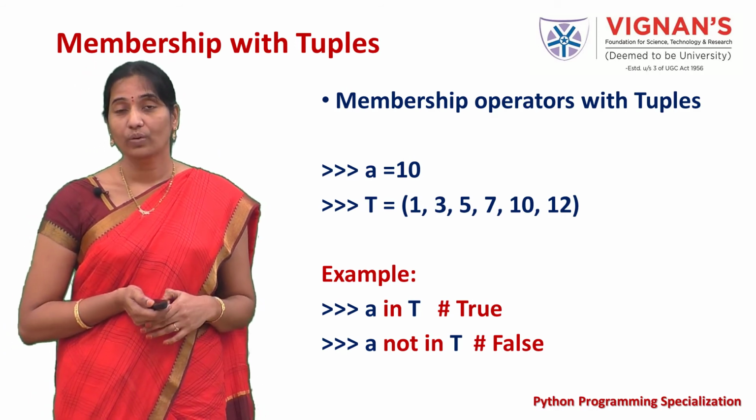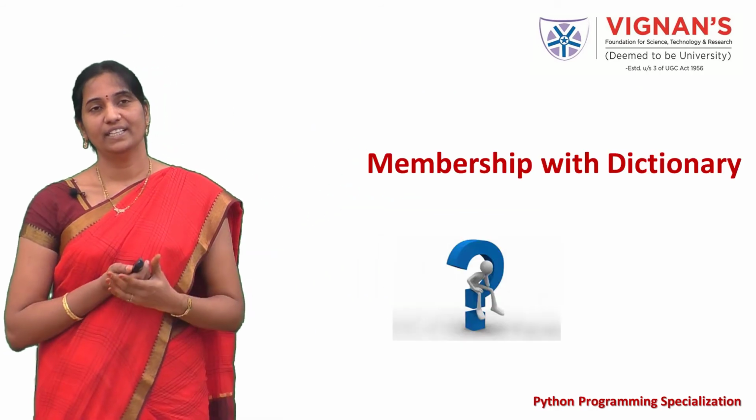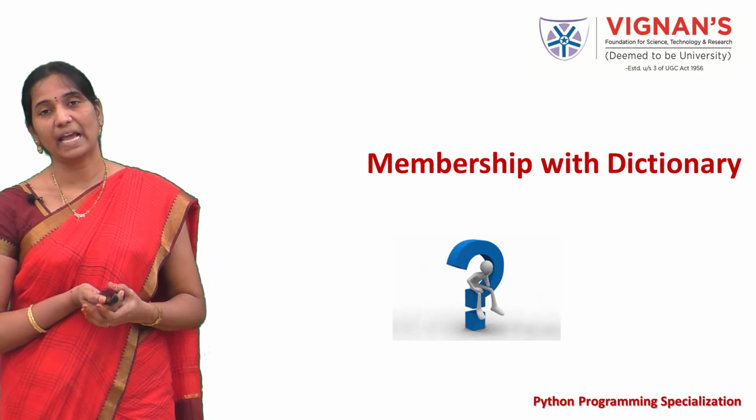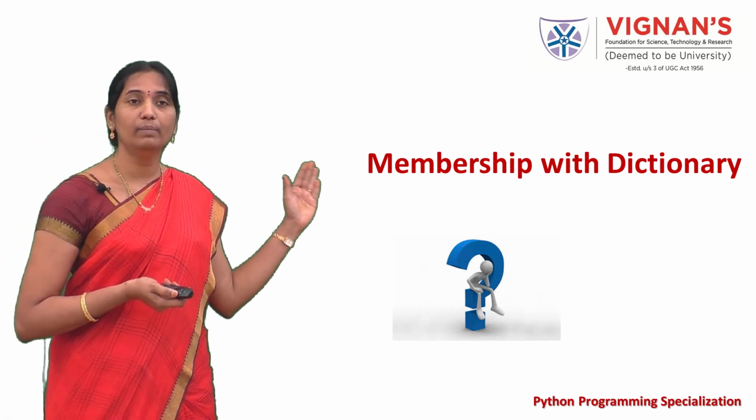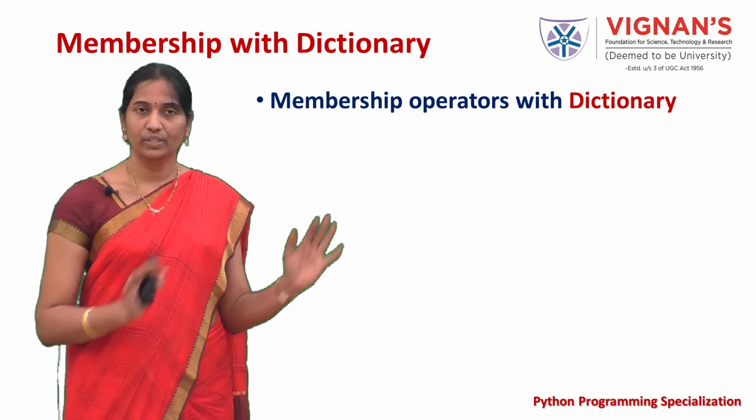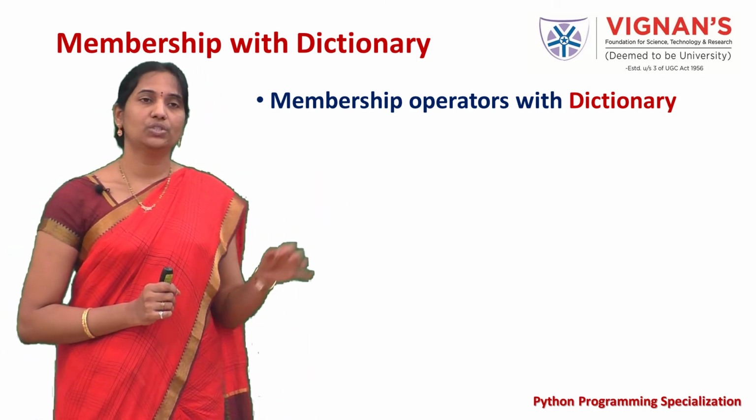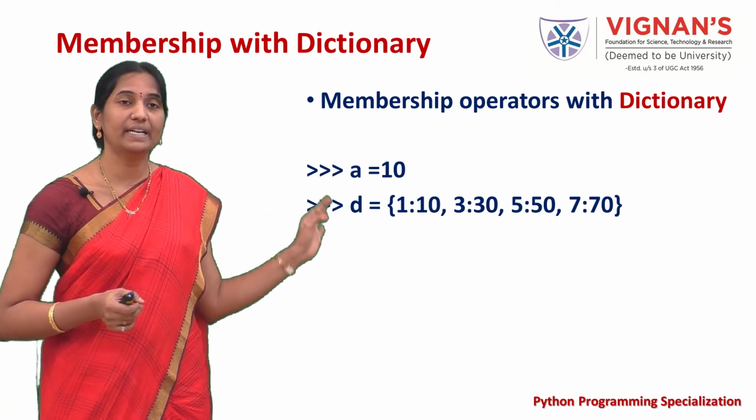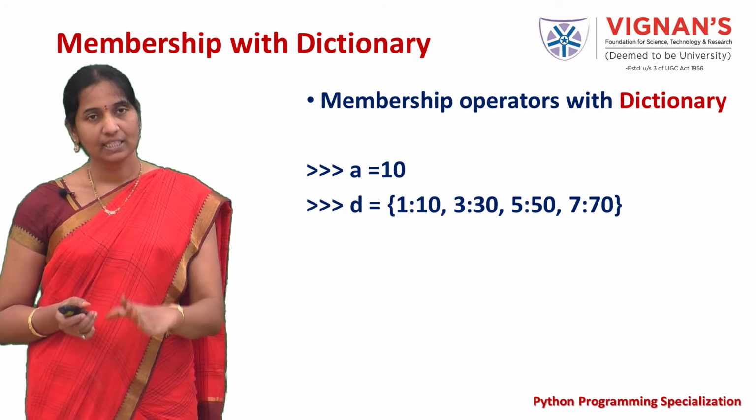Now let's see how the membership operator can be used with dictionaries. When I use it with dictionaries, it actually checks for the element's presence as a key in the dictionary, not as a value. That's what we need to remember here. So it checks for the presence of the element as a key, not as a value.